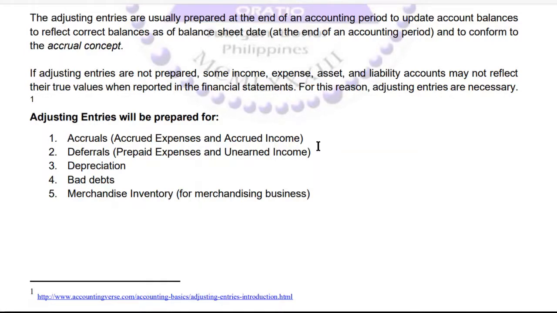Then, you have bad debts. These are portions of your receivables nga maglisod na ka og kolekta. So, kinahanglan nga mag-assign ta og amounts for those debts nga uncollectible. Then you have merchandise inventory. If the business is a merchandising business and you're using the adjusting entry method, then part of the adjusting entries would be the merchandise inventory adjustment.